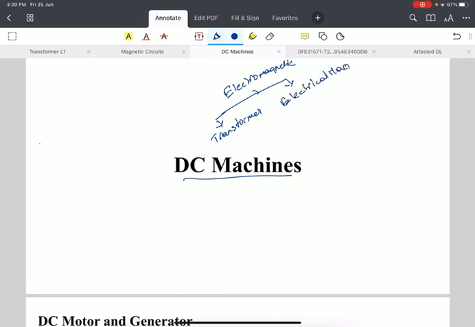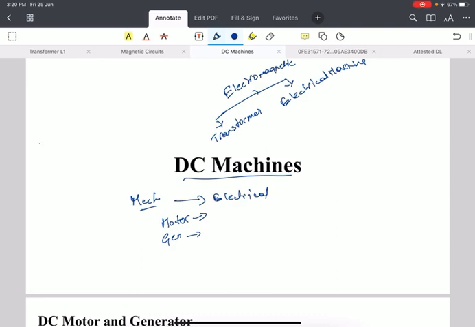Electrical machines can be classified into two types based on the supply or output. We call it an electrical machine because it can convert from mechanical to electrical, and from electrical to mechanical. If the input to the machine is electrical, then we refer to it as a motor. If the input to the machine is mechanical, then we refer to it as a generator. The motor converts electrical energy to mechanical energy, and the generator converts mechanical input to electrical output.